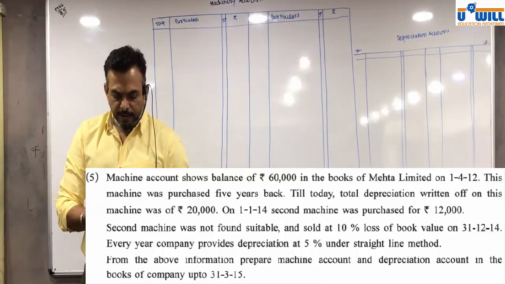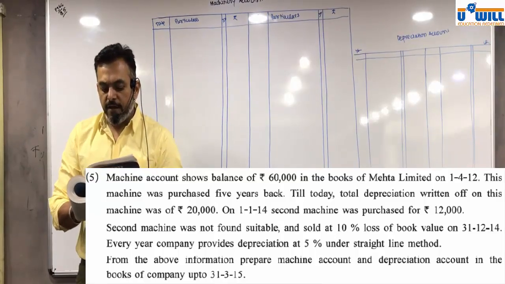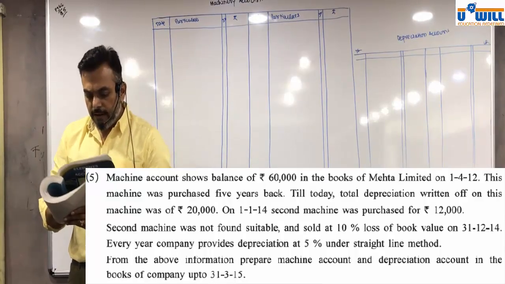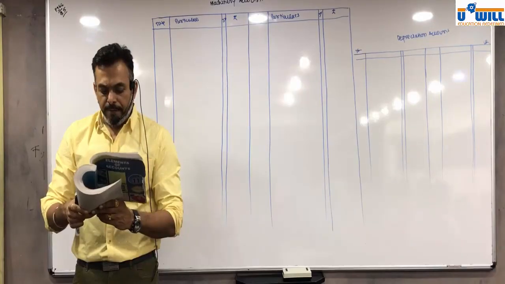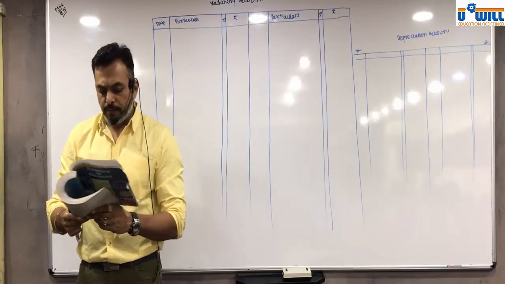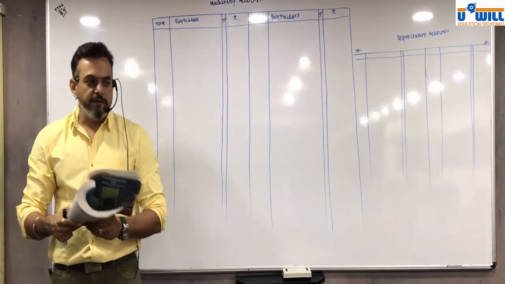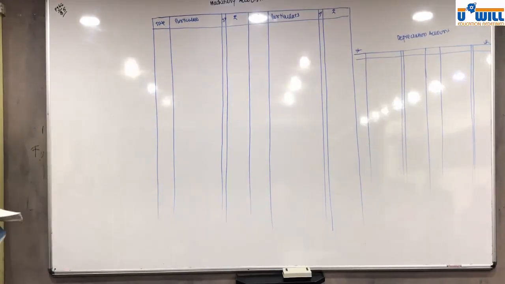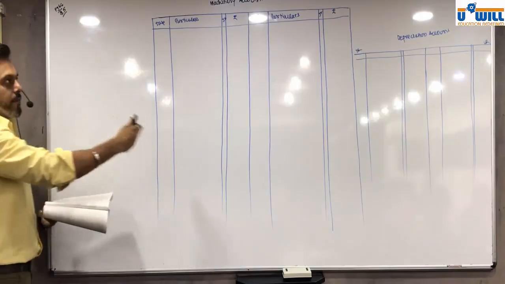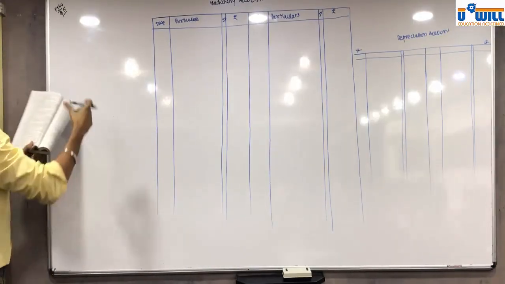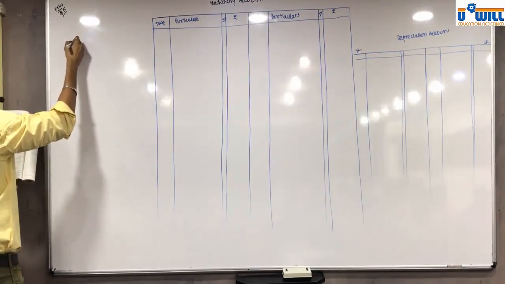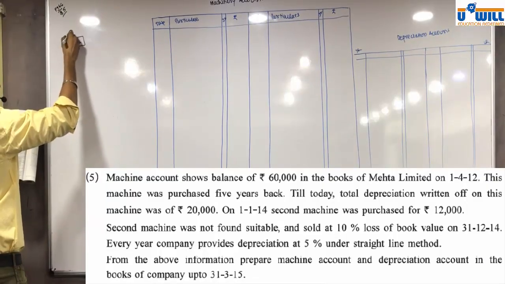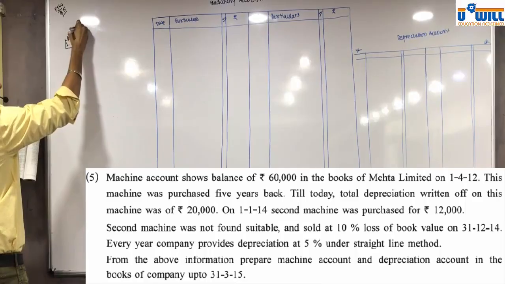Every year, ध्यान देना please, company provides depreciation at 5% under straight line method. So under the straight line method, prepare machine account and depreciation account up to 31/3/2015. Now, सबसे पहले we write the important dates which are going to come in this machinery account. So we are starting from the year 1/4/2012. Over here we are not given purchase, we are given opening balance.